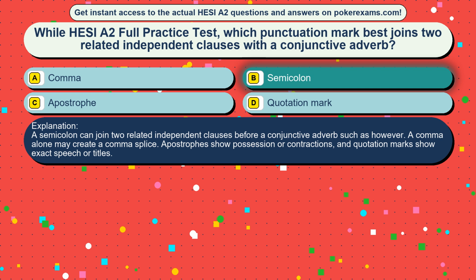Apostrophes show possession or contractions, and quotation marks show exact speech or titles.